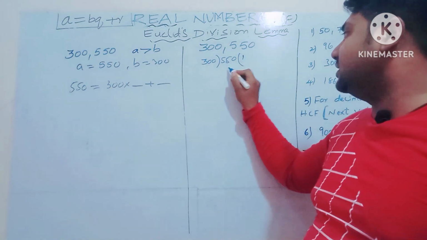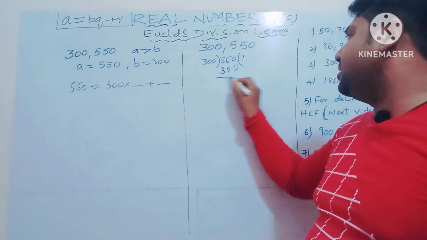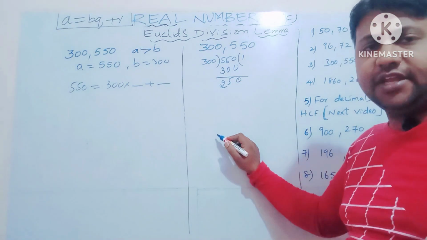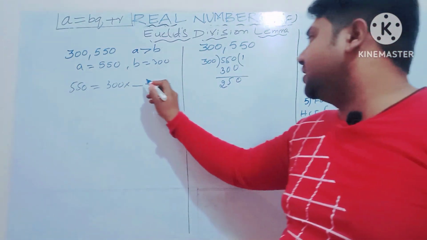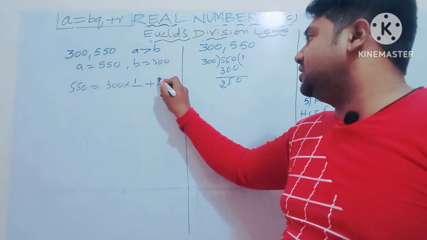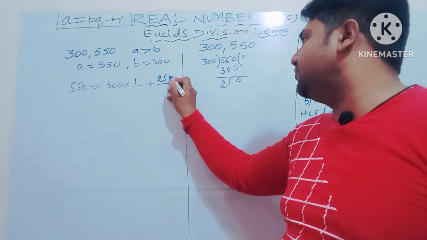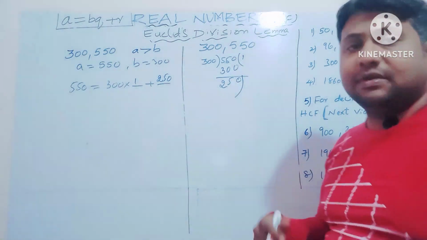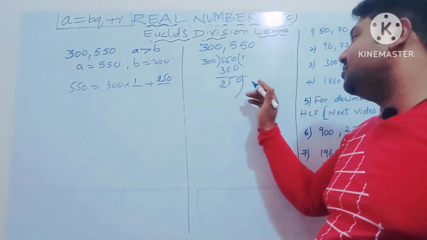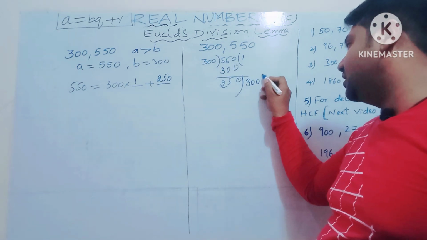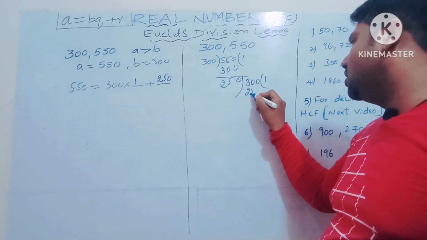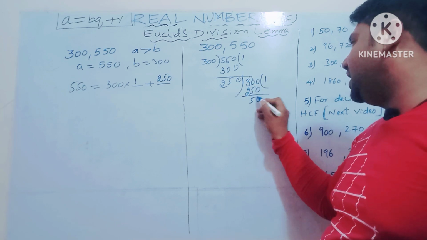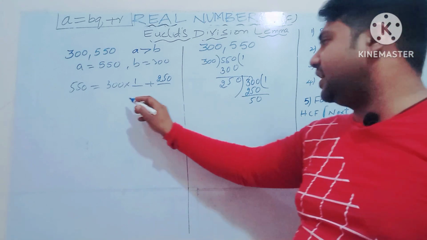We can find from here. So we can write 300 ones are 300. Remaining how much? 0, 5, 250. How much remaining? 250. Then 300 ones are 300. What is the remainder? Remainder is how much? 250. Got it? Then what happens here? This remainder will become the divisor and the divisor will become the dividend now. So 250 ones are 250. Then what do we get as the answer? 0.